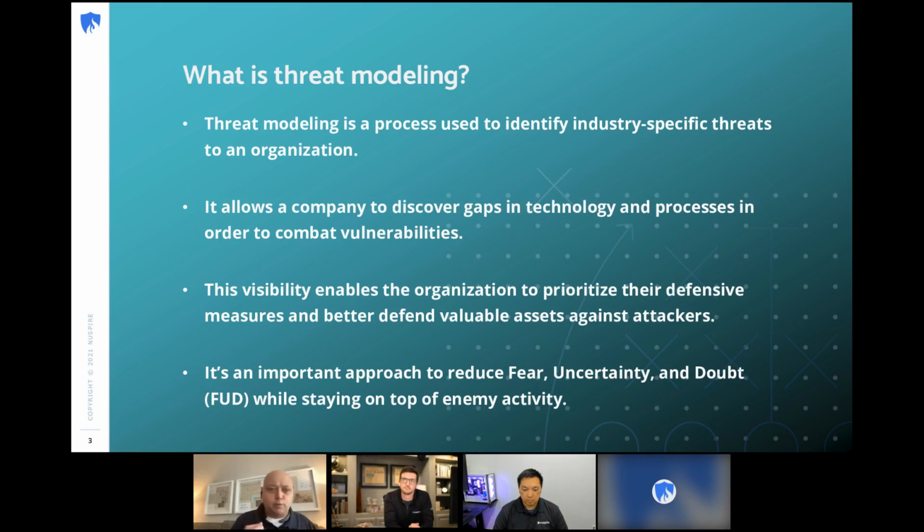I need real data on whether or not my security program is actually protecting me. And so I think what happened was, in an effort to not generate fear, uncertainty, and doubt, we actually stopped talking about what the bad guys were doing.